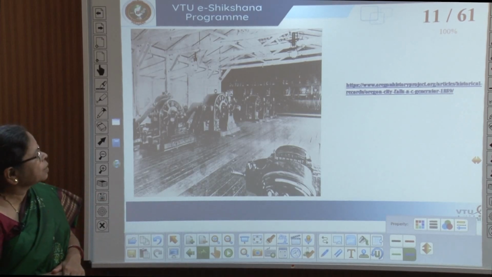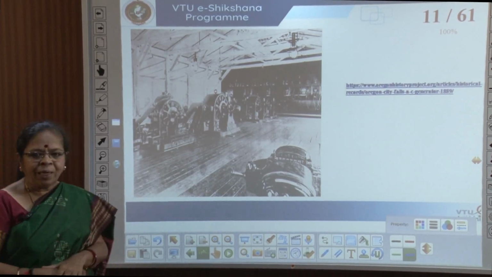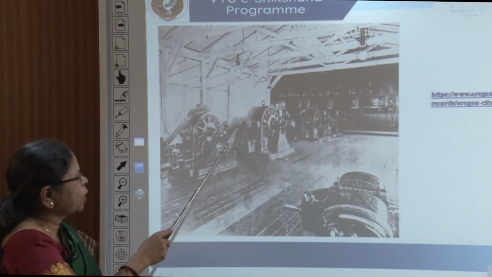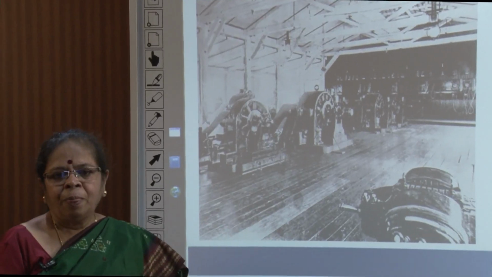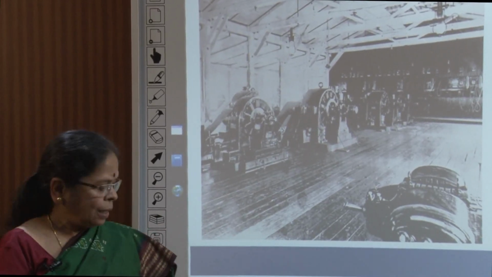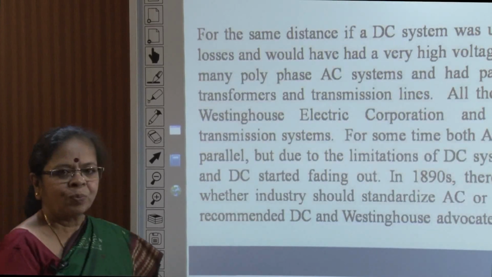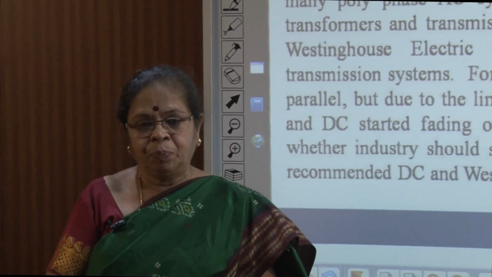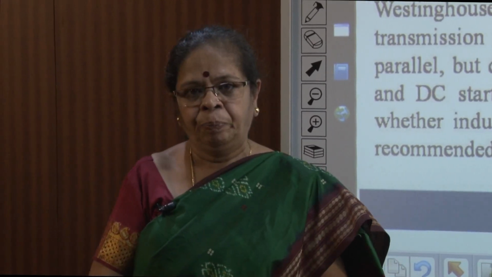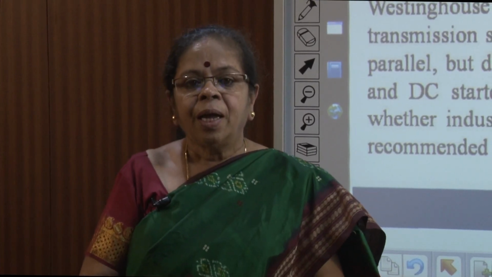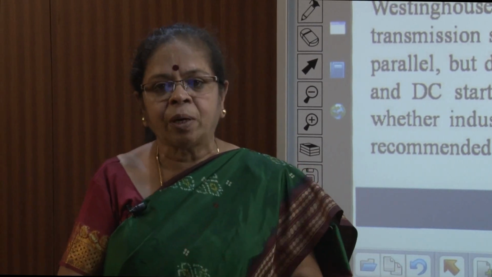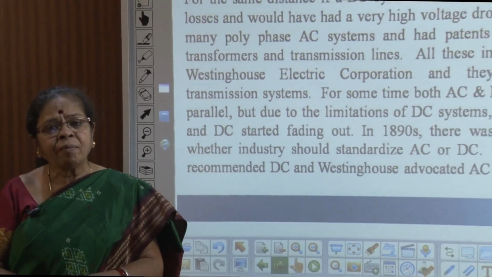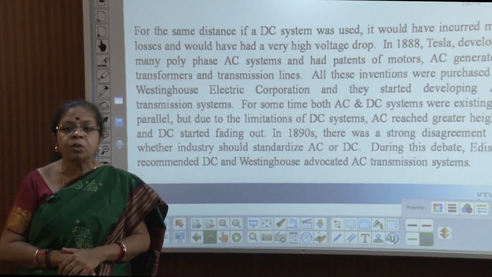So, you can just see here, this is what it looked like, and these are the water wheel turbines here, and this is the first AC system. Now, for the same system, that is a 14-mile system, and for the power generated, if a DC system was used as was earlier, it would have incurred heavy losses and would have had a very large voltage drop.